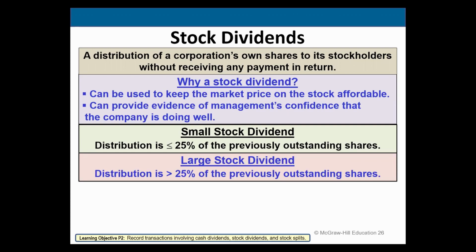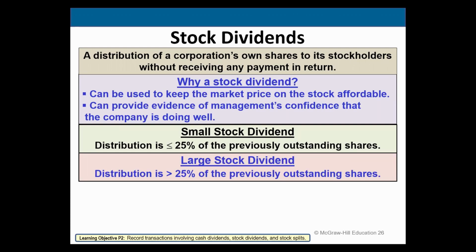Stock dividends exist for at least two reasons. First, directors use stock dividends to keep the market price of the stock affordable. When a corporation has a stock dividend, it increases the number of outstanding shares and it lowers the per share stock price. Another reason for a stock dividend is to show management's confidence that a company is doing well and will continue to do so. A stock dividend transfers part of retained earnings to contributed capital accounts, sometimes described as capitalizing retained earnings.